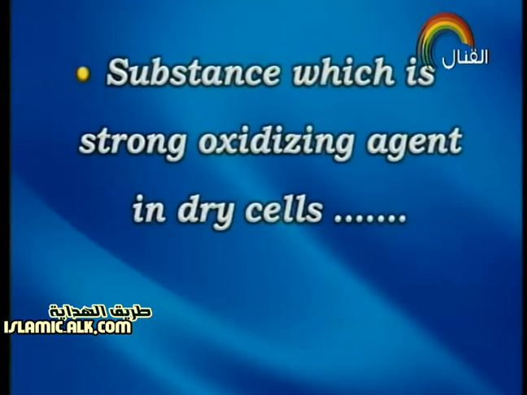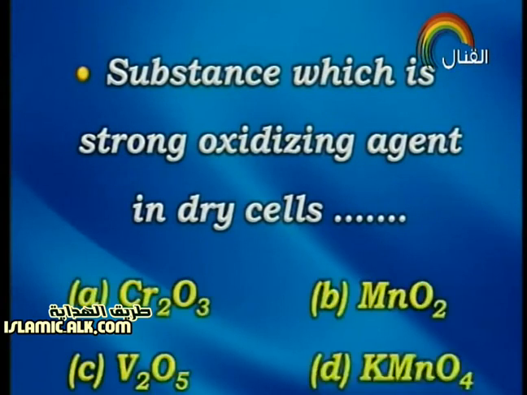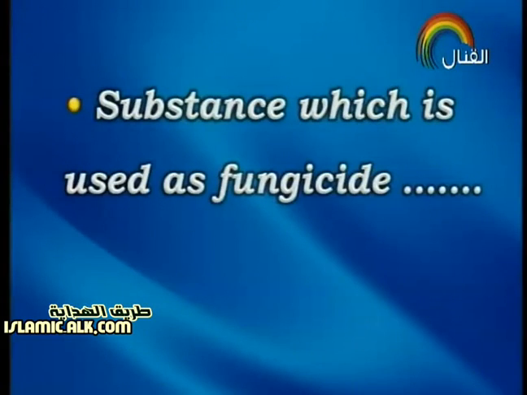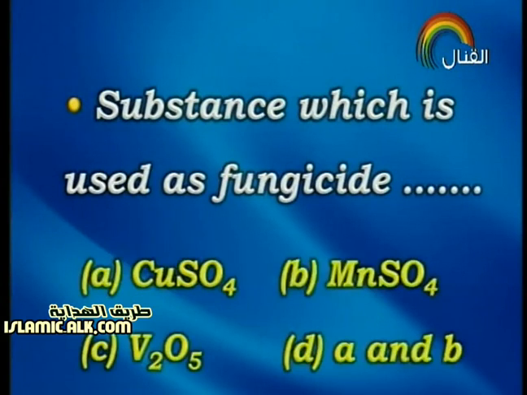Next point, substance which is a strong oxidizing agent in dry cells. Is it chromium oxide or manganese dioxide or vanadium pentoxide or potassium permanganate? If you think about it, yes, the answer will be manganese dioxide. Next point, substance which can be used as fungicide. Is it copper sulfate or manganese sulfate or vanadium pentoxide or A and B together? Yes, the answer will be A and B together.